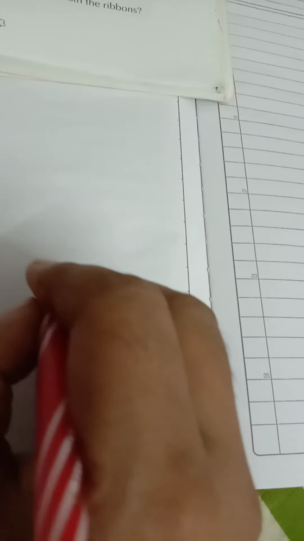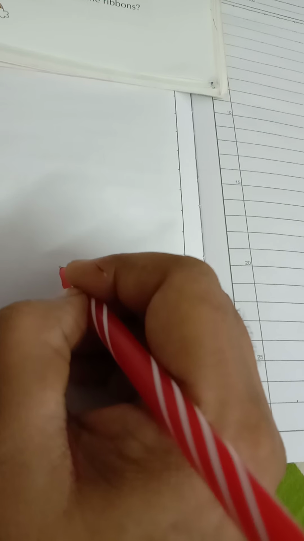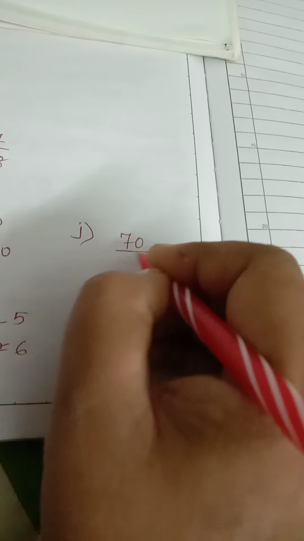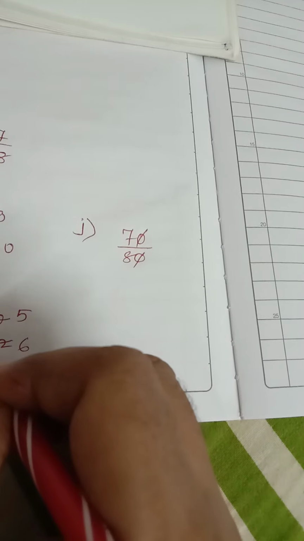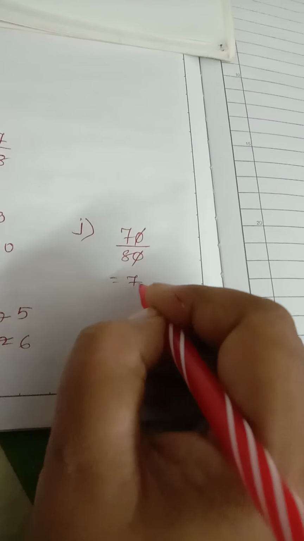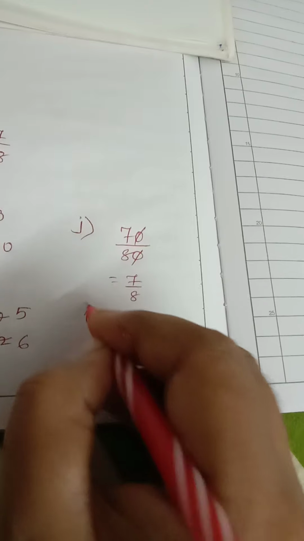Just have a look here. I am showing you J, 70 by 80. You can just cancel the 0 and 0. The answer is 7 by 8. This is also a way to reduce.